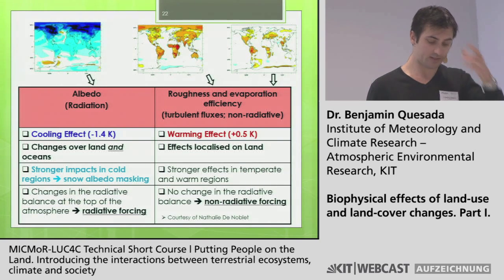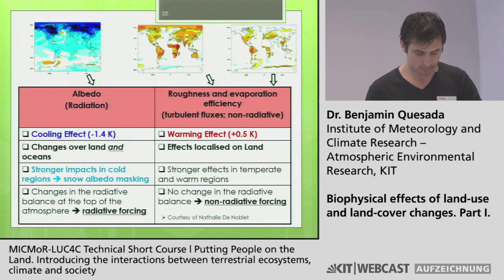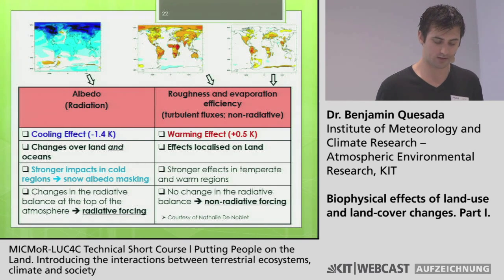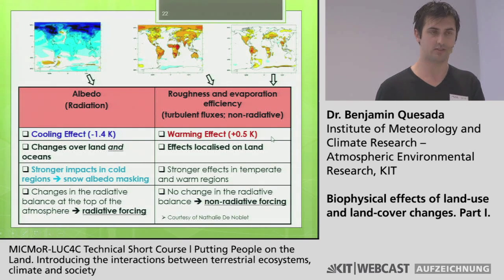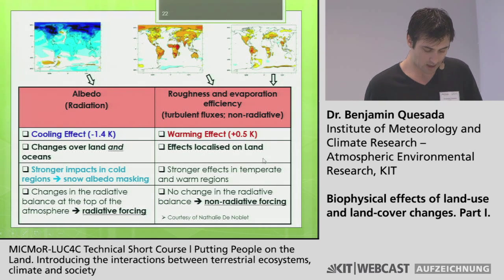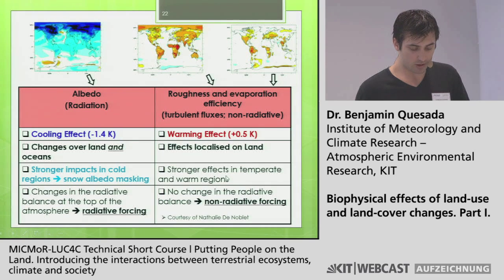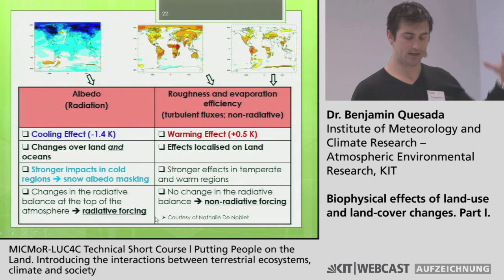By contrast, the roughness and evaporation efficiency changes tend to be reduced in the case of a deforestation. It leads to a warming effect of roughly, in this simulation, 0.5 Kelvin. So if you make the sum of the total biophysical effect due to global scale deforestation, we have -1 Kelvin for this simulation. The effects are localized on land, and we have stronger effects in tropical regions, and these are non-radiative forcing. It just changes the redistribution of energy into the climate system.